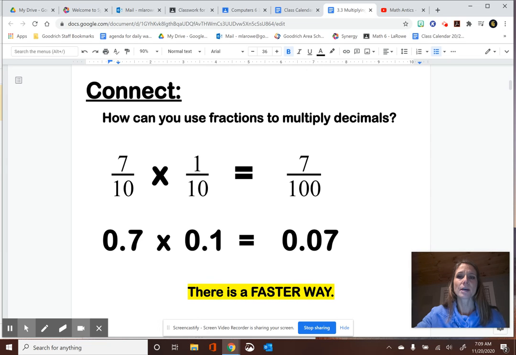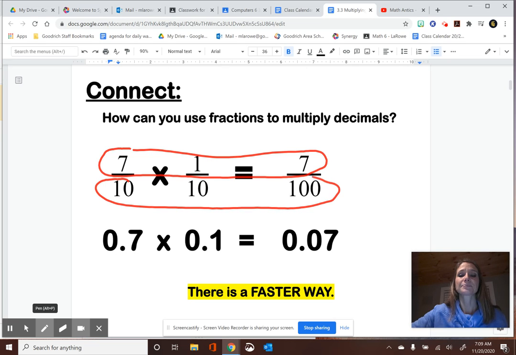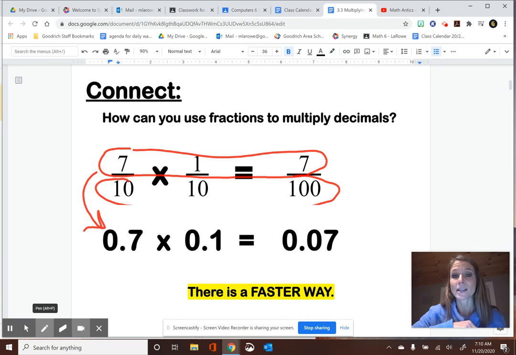So I want you to think back to chapter two when we multiplied fractions with fractions. And we know that with a fraction, 7/10 multiplied by 1/10, we multiply across and we would have done 7 times 1, and 10 times 10, and came up with 7 out of 100. Well, 7/10 as a fraction looks like 0.7 as a decimal, because this also says 7/10, because the 7 is living in the tenths place. 1/10 in its decimal form looks like 0.1 because it's a 1 in the tenths place.